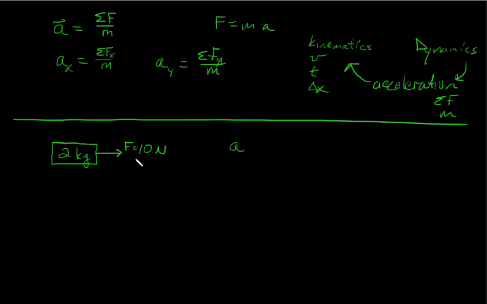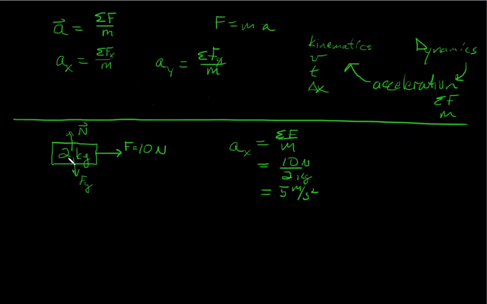I only have a force in one direction. Well, we have the force of gravity and the normal, but those wash. Those will be equal to each other, so we don't care about the y direction. It's just this x direction. So the acceleration in the x direction is going to be the net force in the x direction divided by the mass. It'd simply be 10 newtons divided by 2 kilograms, which gives me 5 meters per second squared. So that's in one dimension.